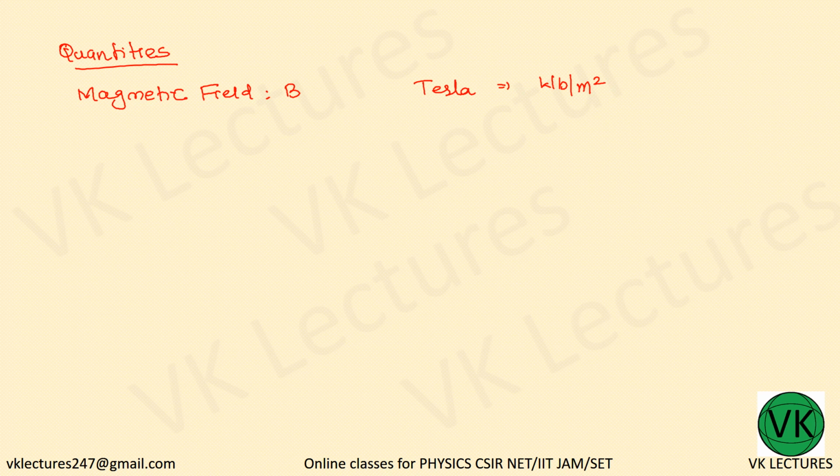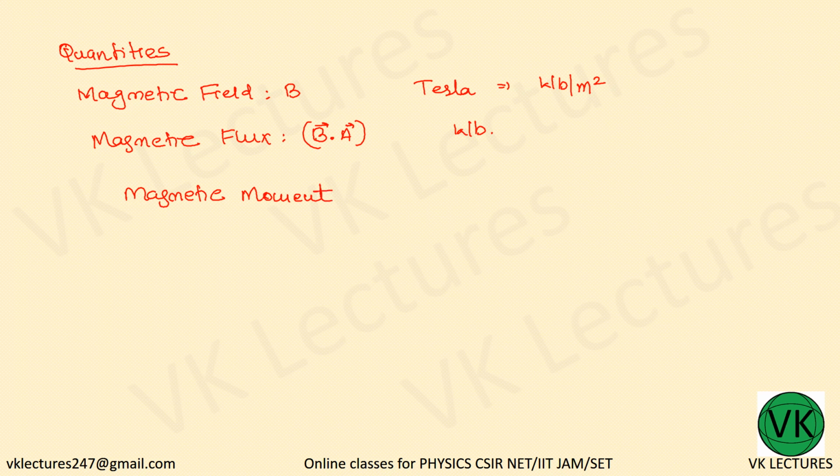Now, the magnetic flux, that is the magnetic field times the area, B dot A, that will be Weber. Then magnetic moment, mu, it is joules per Tesla, okay, or Bohr magneton. And Bohr magneton is given by mu B. This is another unit of measuring the magnetic moment, mu B, which is given by eh cross by 2m.